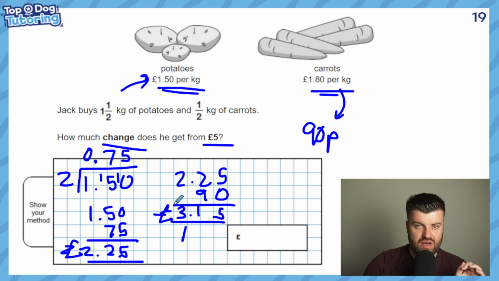Very tempting to put that as my answer. If you did, you'd get 0 out of 2. That seems harsh because you've done so much good maths. Well, there's a reason. To get 1 mark in these 2-mark questions, you have to show every single step, and you haven't even tried to do any subtraction yet.